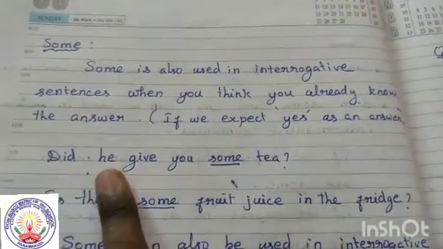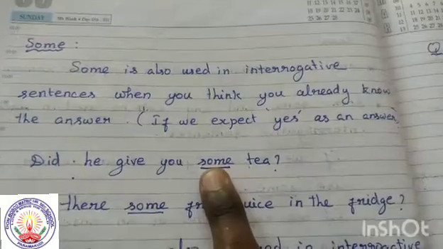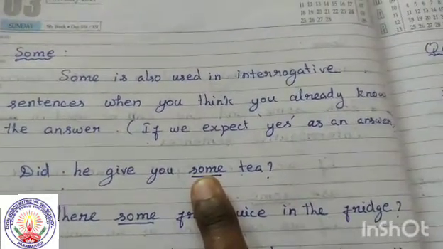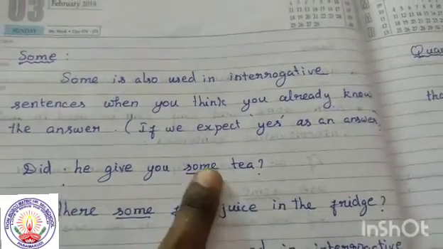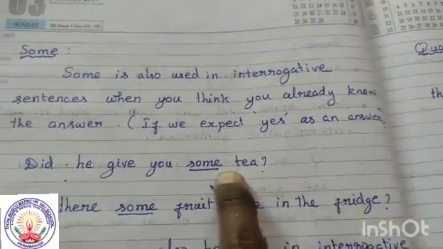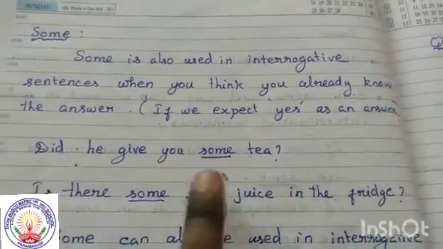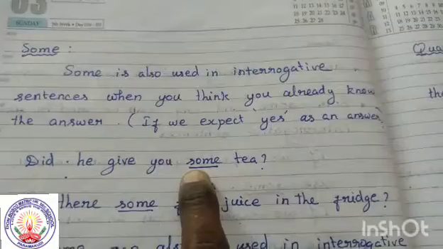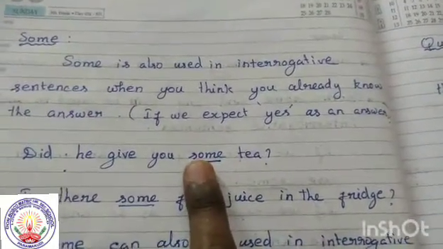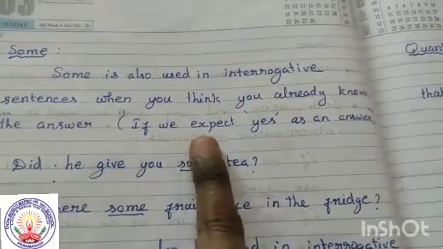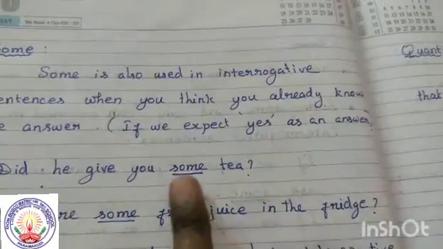For example, did he give you some tea? We ask whether he gave tea, but we know for sure that he will give it. So we can use some here: did he give you some tea? In interrogative sentences we can use some when you think you already know the answer, and also if we expect yes as an answer.